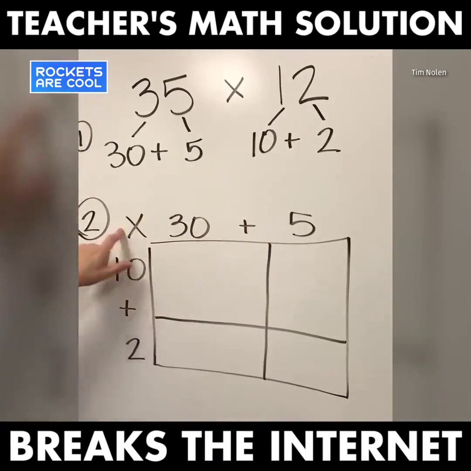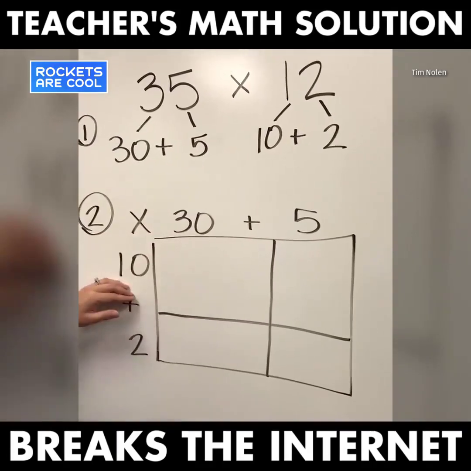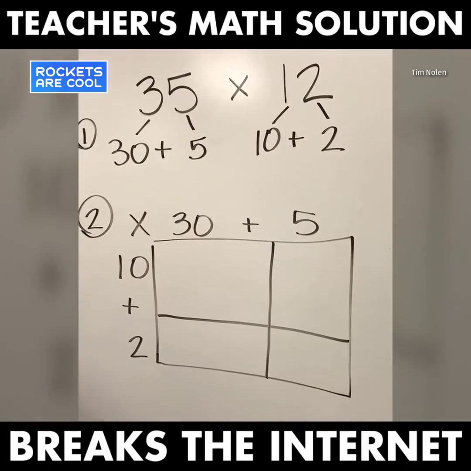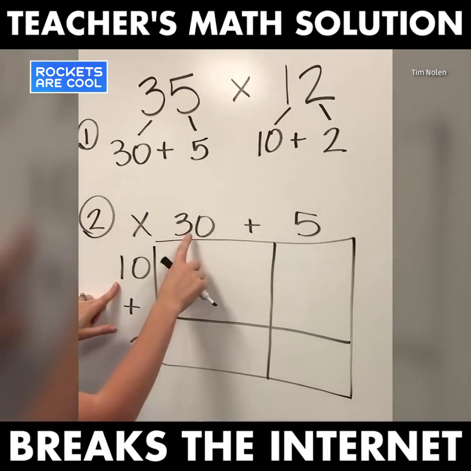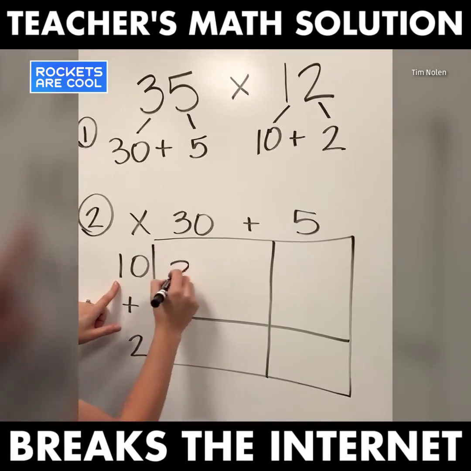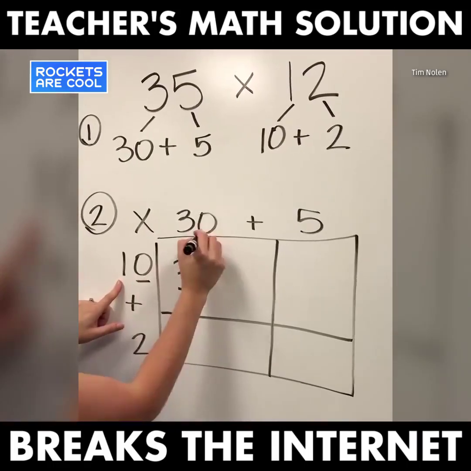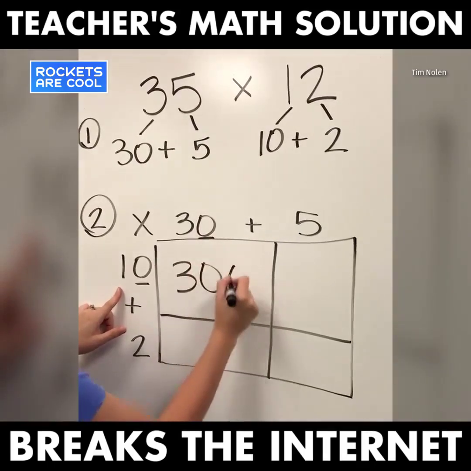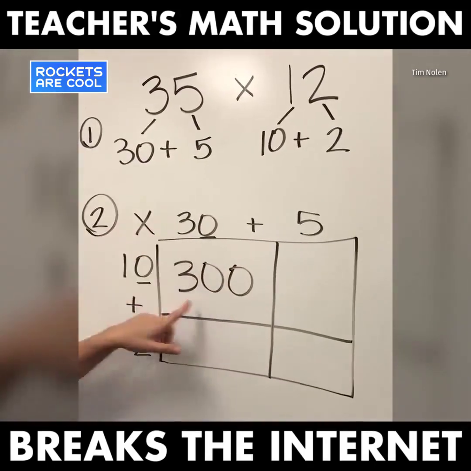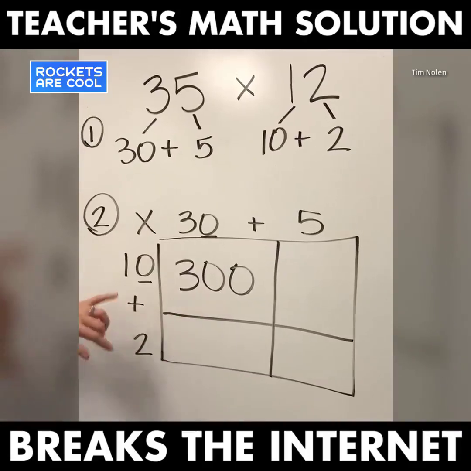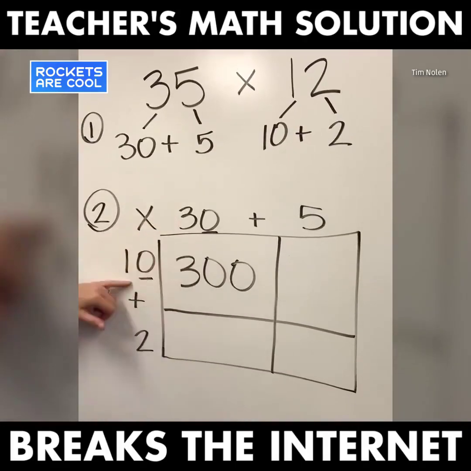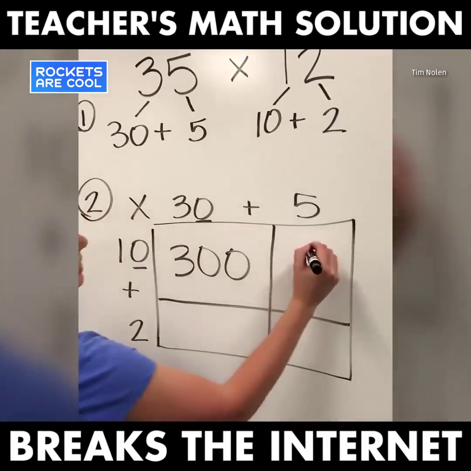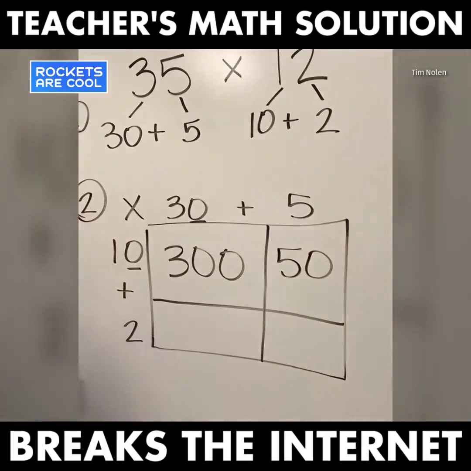Starting with our very first number on the side, we say 10 times this, 10 times that. So first we're going to do 10 times 30. Sometimes it gets a little tricky when we have those extra zeros on there when we're multiplying by a 10. So I like to say 1 times 3 is 3, and how many zeros do we have? We've got 2, so we attach them to the end of the number. So 10 times 30 is 300. We did 10 times this, 10 times that. 10 times 5 is 50, so it goes in the first box.